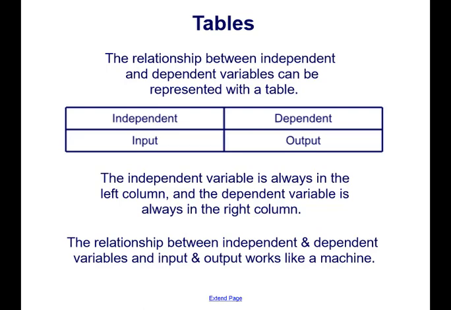Equations and tables. The relationship between independent and dependent variables can be represented with a table. We have the independent variable, also known as the input in the table, and we have our dependent variable, also known as the output in the table. The independent variable is always in the left column, and the dependent variable is always in the right column. And the relationship between the independent and dependent variables, or the input and output, works like a machine.